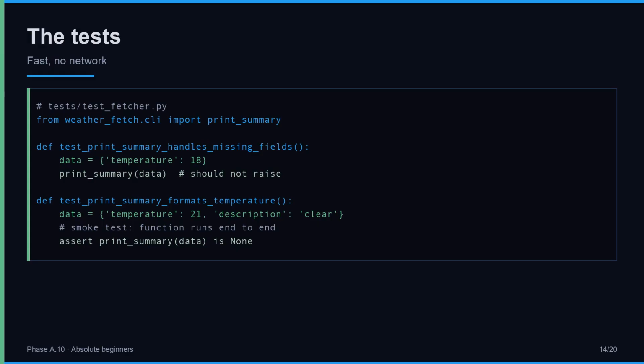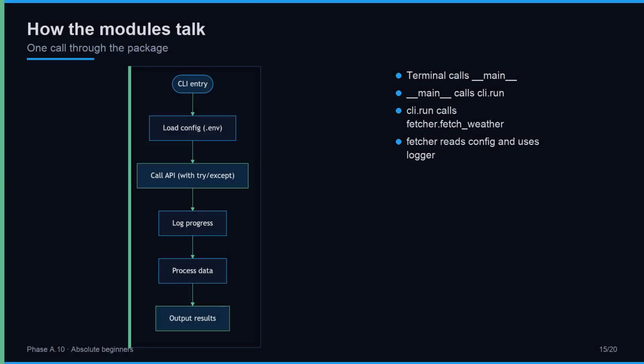Tests confirm the logic without hitting the real API. The first test checks that print_summary does not crash when fields are missing. The second is a smoke test that the function runs end-to-end with normal data. Notice we do not test fetch_weather directly, because that would call the real API and make the test slow and flaky. In a real project you would use a fixture to replace requests with a fake. For now, the smoke tests confirm the parsing and formatting logic works. No network in tests.